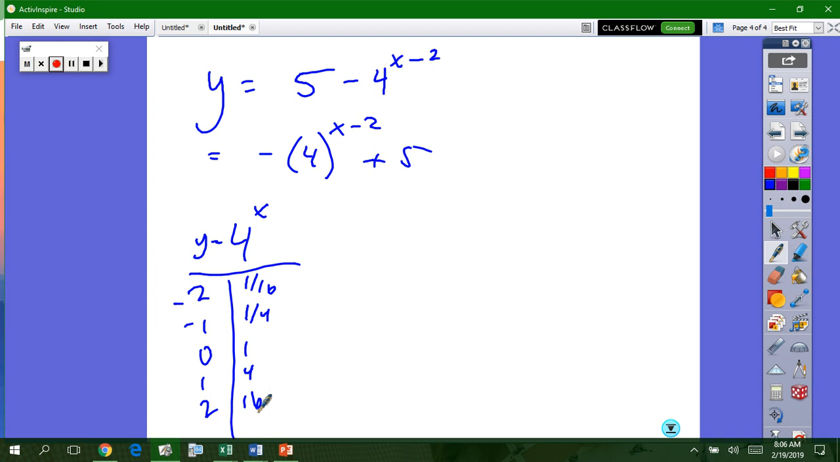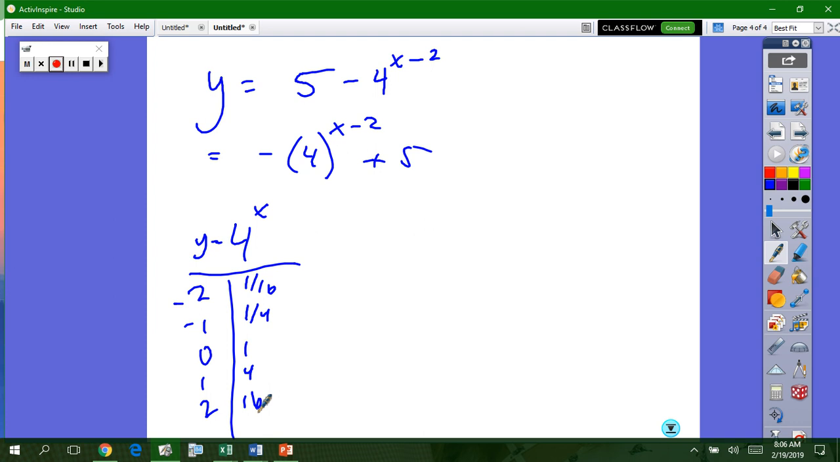By the way, I forgot on the last example of 1/3 to the x. What was the domain of 1/3 to the x? Negative infinity to infinity, right? What's its range? Still 0 to infinity because it didn't cross, right?